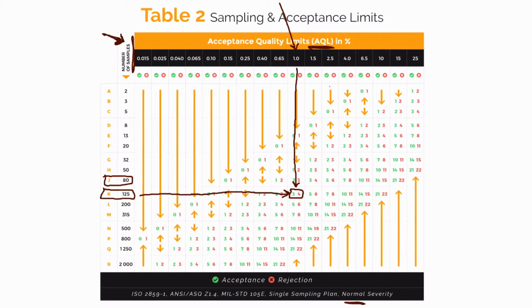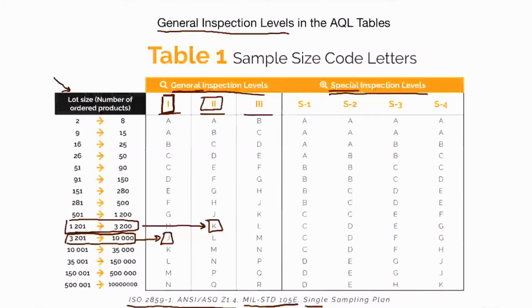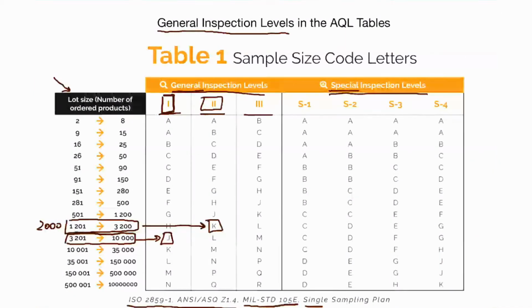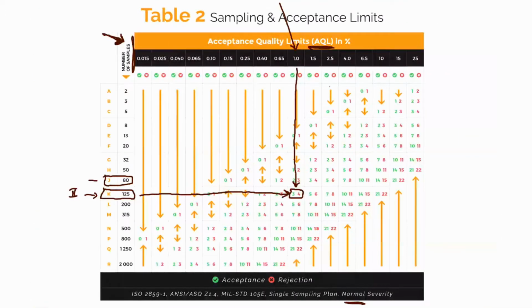Now you can see it's a much lower proportion. We said 2,000 before, and it gave us 125. Now here we said 5,000, and we're actually checking fewer samples at level 1. Okay, much lower proportion. And let's say this time your AQL limit is 2.5.